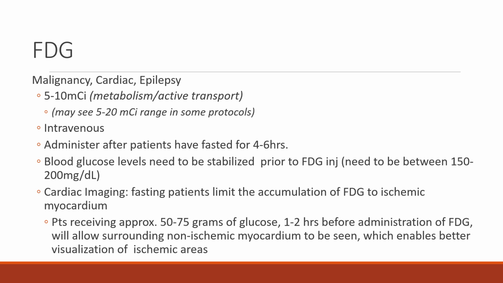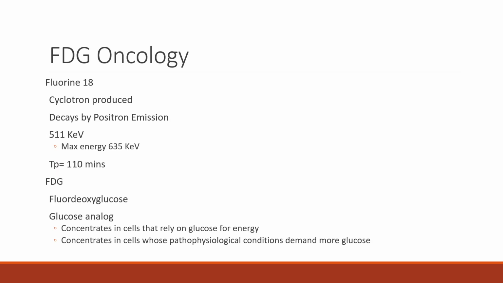FDG is a sugar, so blood glucose levels need to be stabilized prior to the FDG injection, and it needs to be less than 150 to 200. That is going to change a lot. You ideally want it to be around 120, or between 90 and 120. So where it says need to be between, that's typically the cutoff. It needs to be below 150 to 200. That's a typo there. We'll skip cardiac imaging because we already talked about that. Just keep in mind that FDG is used for a lot of different things. Remember, it's cyclotron produced and the half-life is 110 minutes.